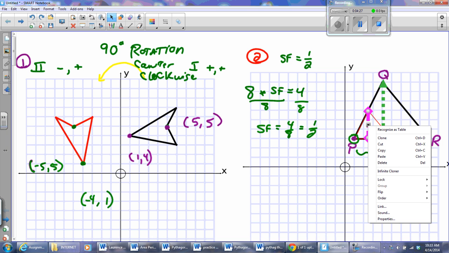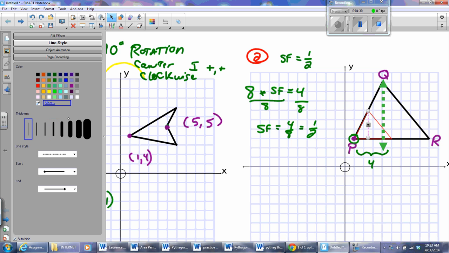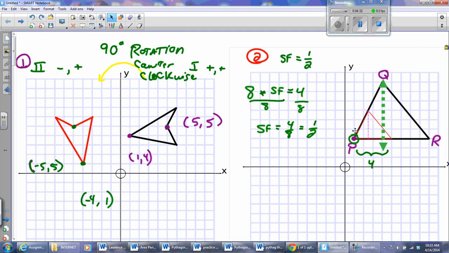Come on, properties. There we go. Okay, looks like it might be 1, 2, 3. Oh, so the height was 6 and it went down to 3. Well, what's 6 times 1/2? It's 3, of course. So the height reduced by the same amount.